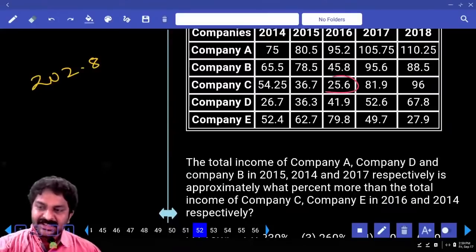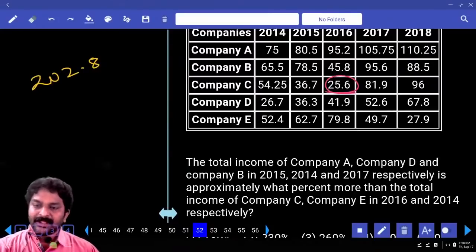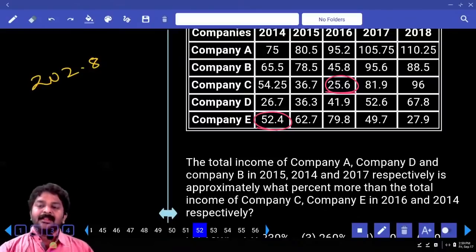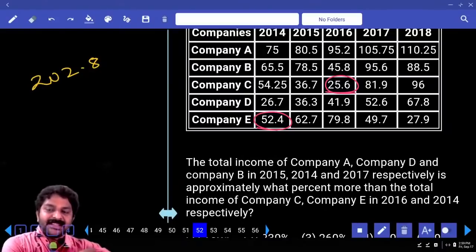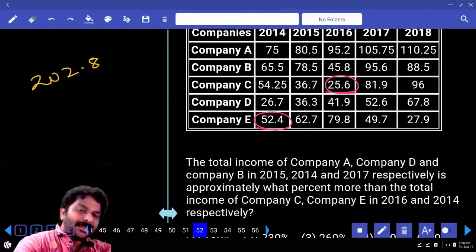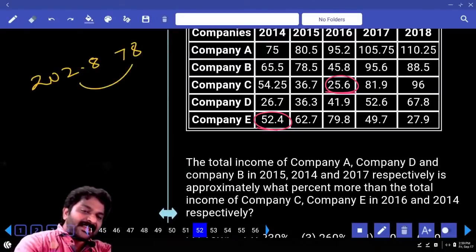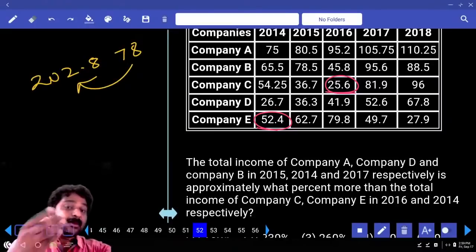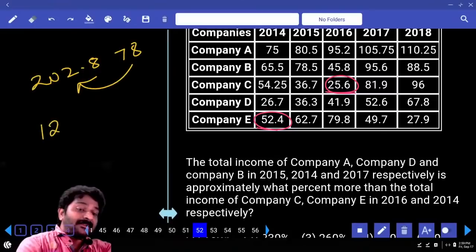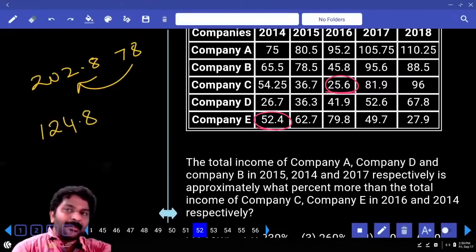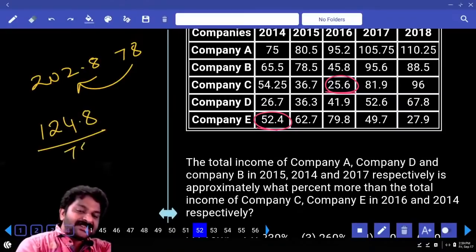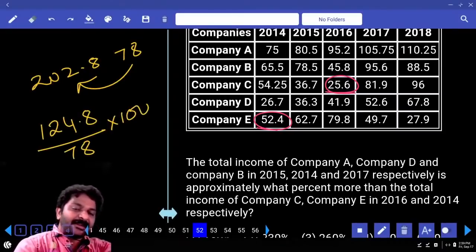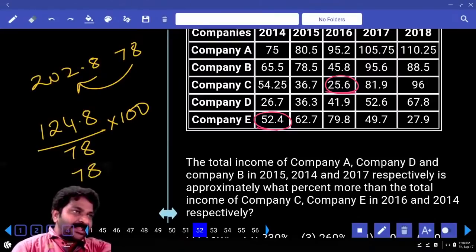C in 2016, E in 2014. These two numbers we have to add. 25 plus 52, 77. 0.6, 0.4, 1. That is total 78. So with respect to 78, 202.8 is how much more? 124.8 more. Am I right? With respect to 78. And your question is to identify the percentage, which is into 100. 100 percentage is 78. 50 percentage is 39.